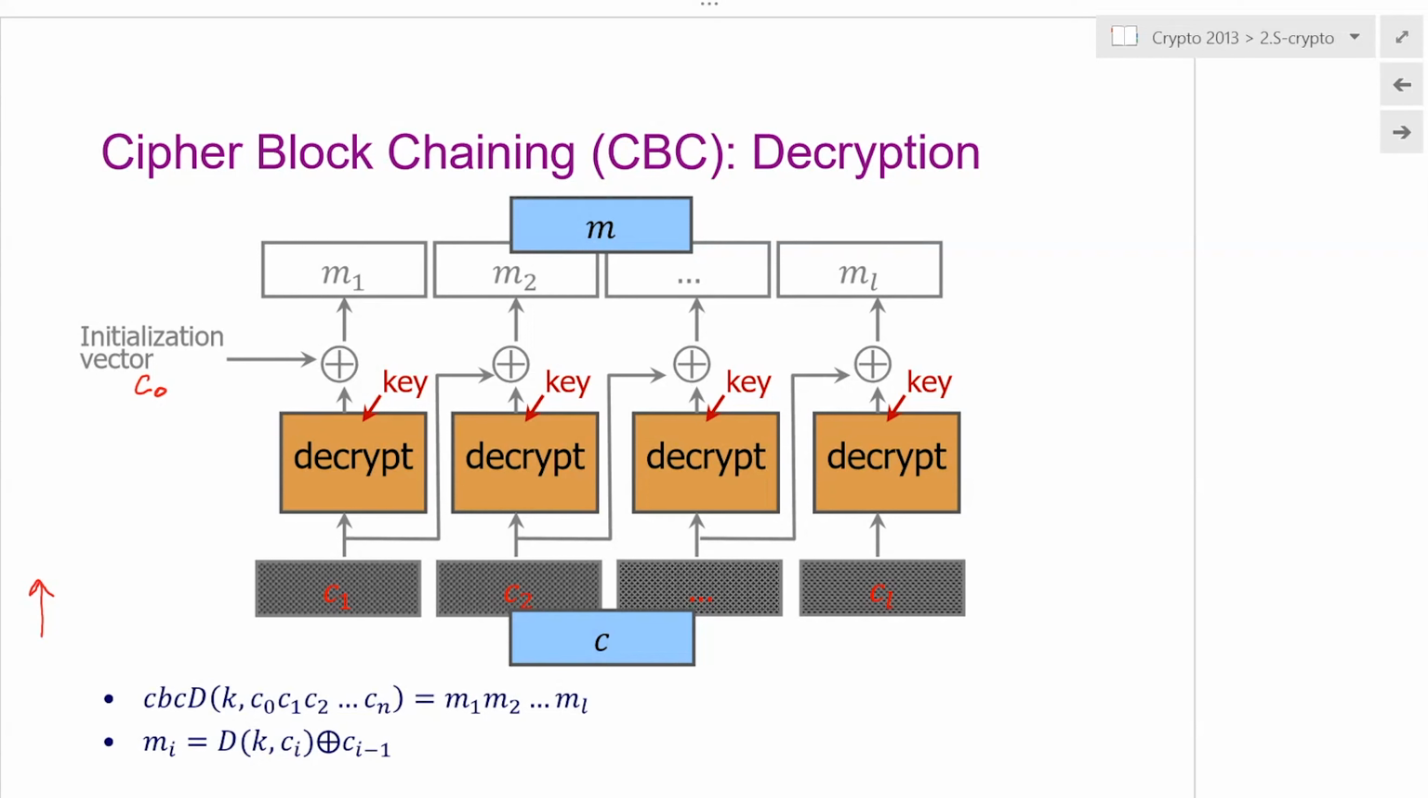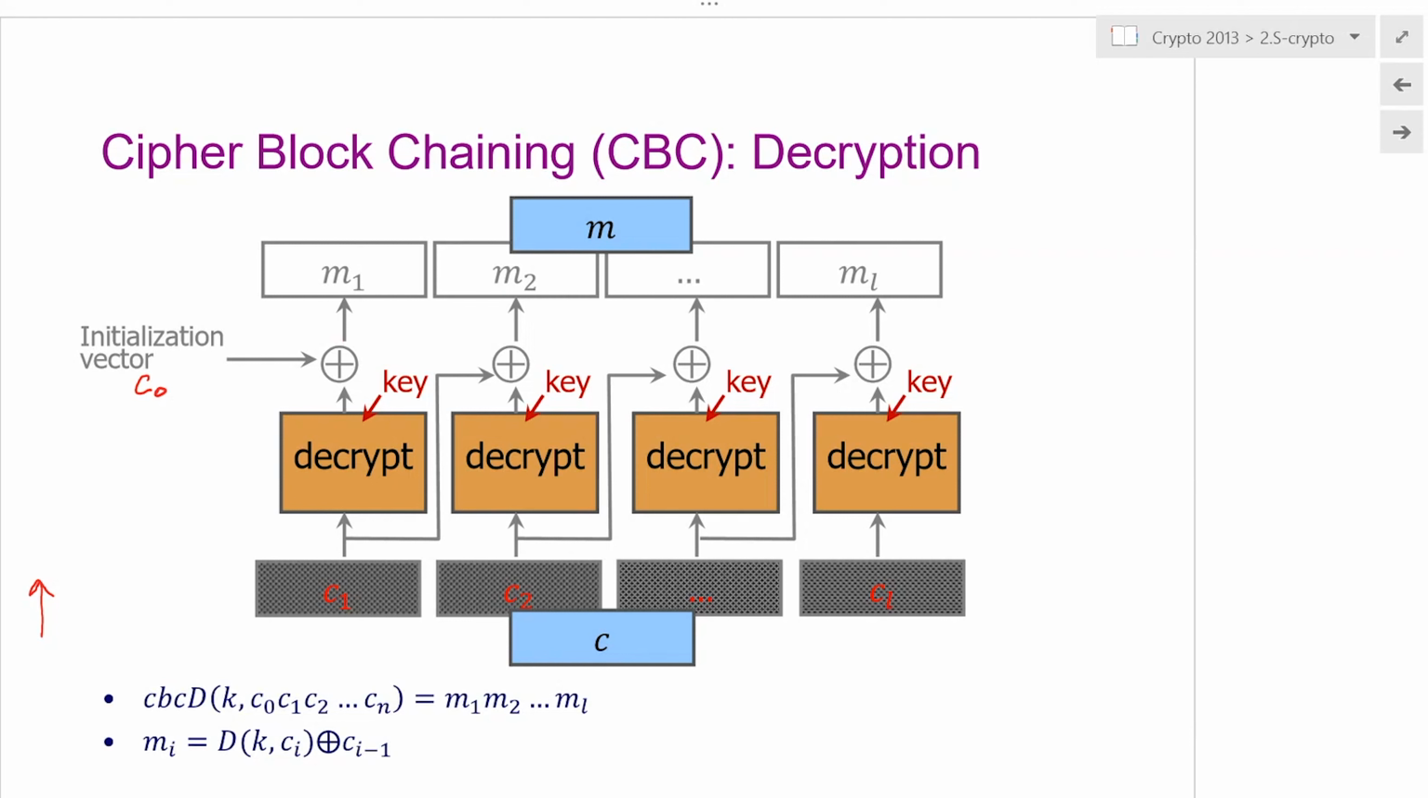We will start to work this out by getting the ciphertext, the piece of ciphertext, which is 128-bit. We send it to the decryption circuit along with the key. We decrypt it, and then we XOR it with C0, or the result of the previous block, and that would become M1.